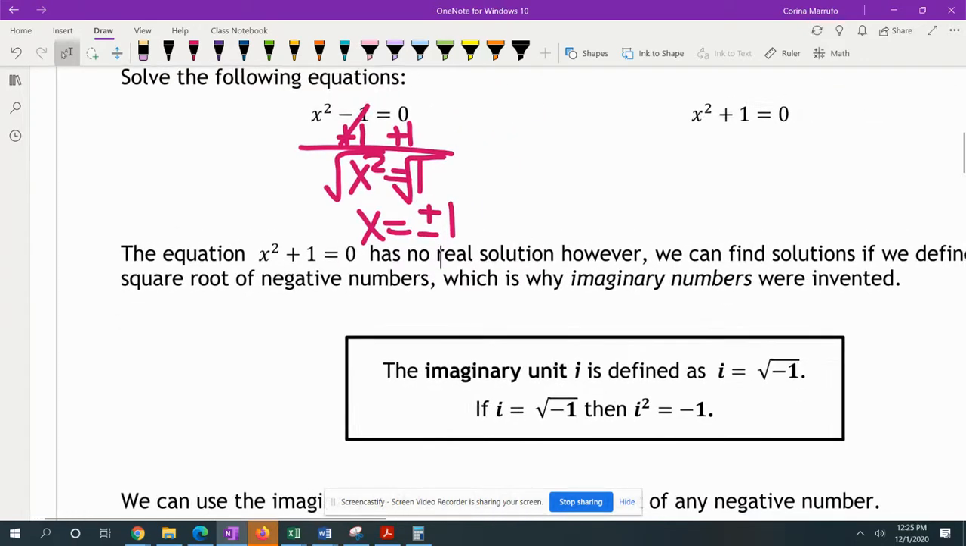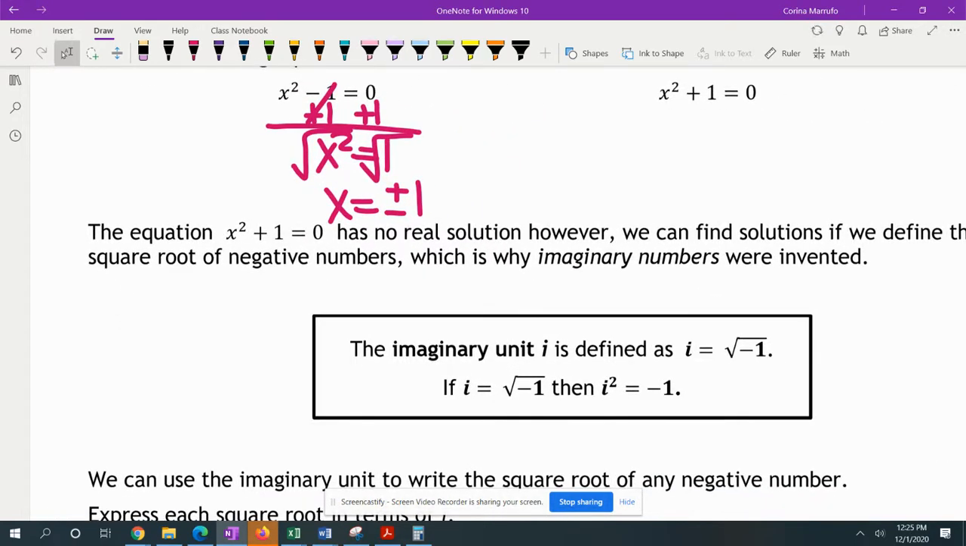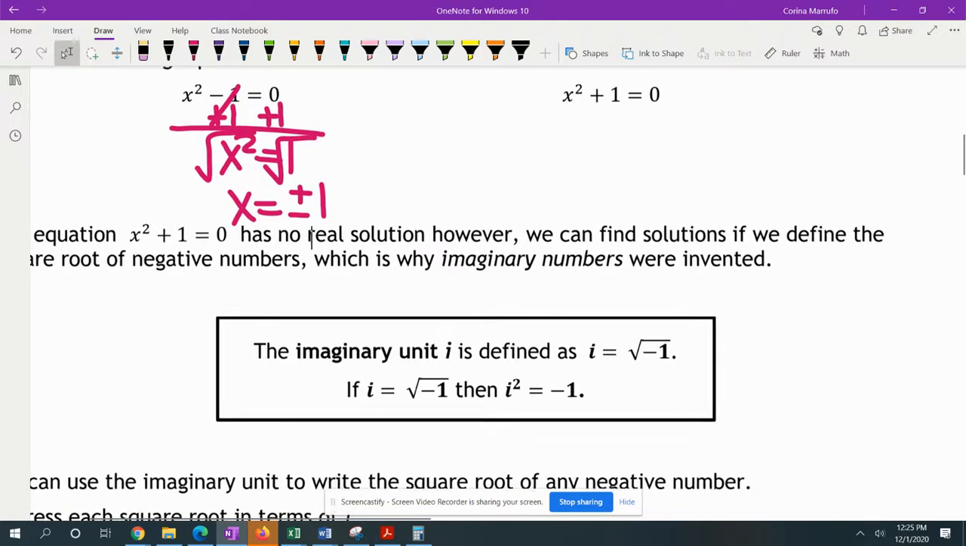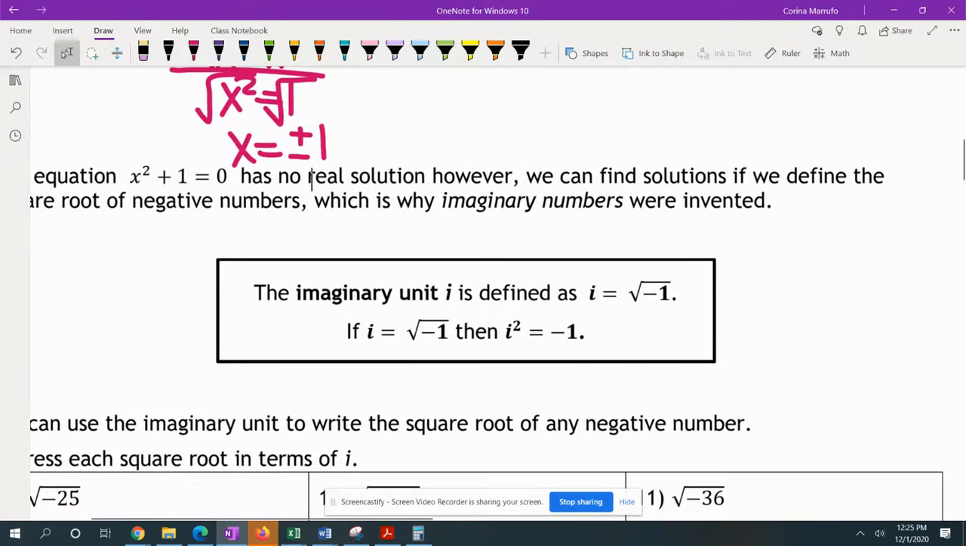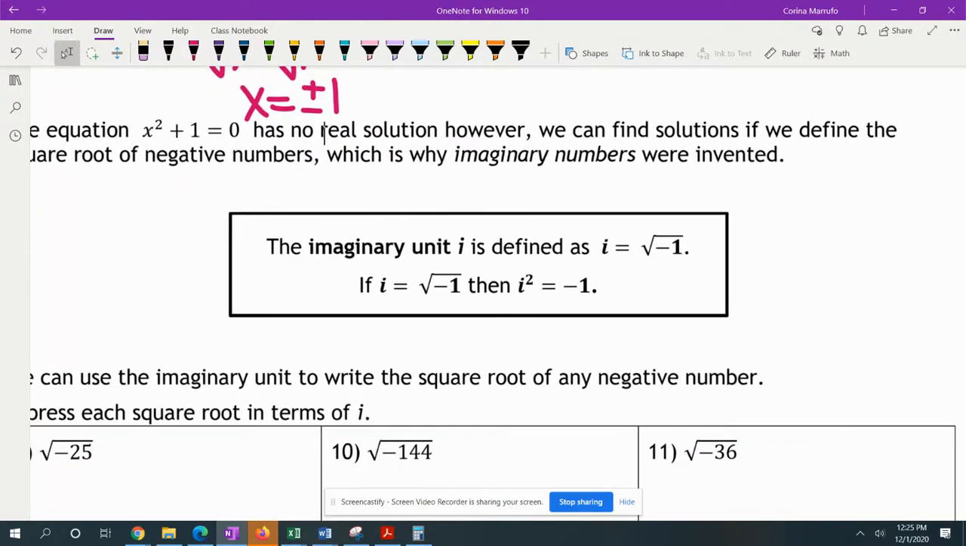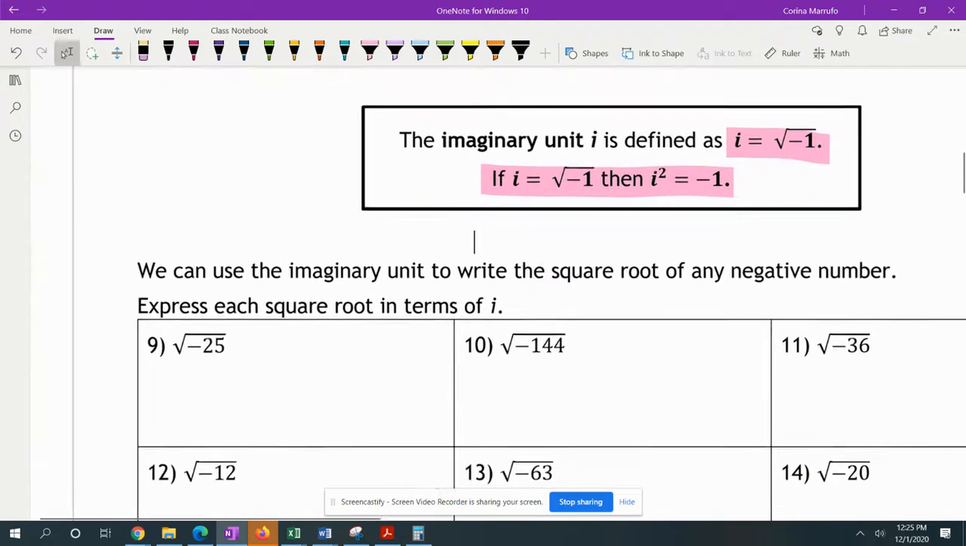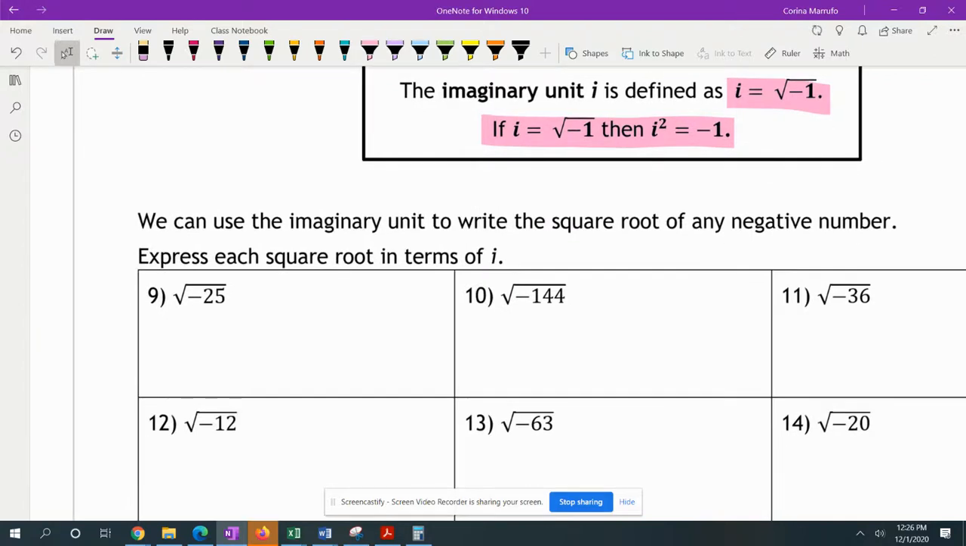So here the equation x squared plus 1 equals 0 has no real solution. However, we can find solutions if we define the square root of a negative number, which is why imaginary numbers were invented. So the imaginary unit i is defined as i equals the square root of -1. This is what we went over yesterday in the previous lesson. And if i equals the square root of -1, we also need to remember that i squared equals -1. Okay, so here we can use the imaginary unit to write the square root of any negative number, expressing each square root in terms of i.